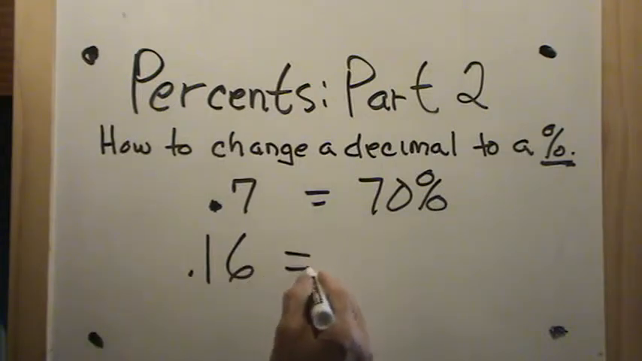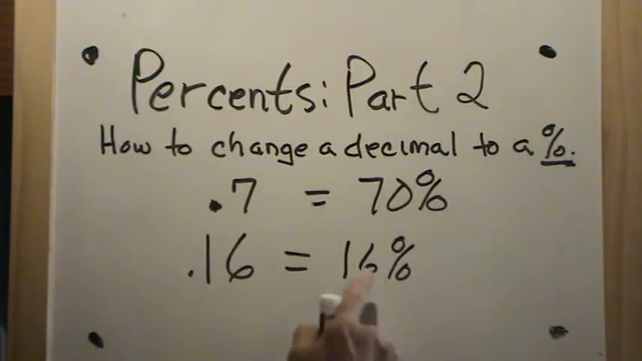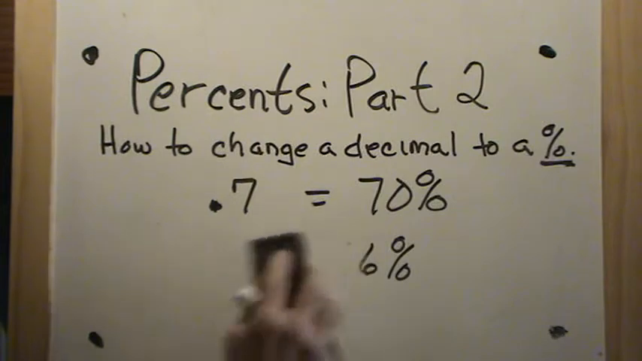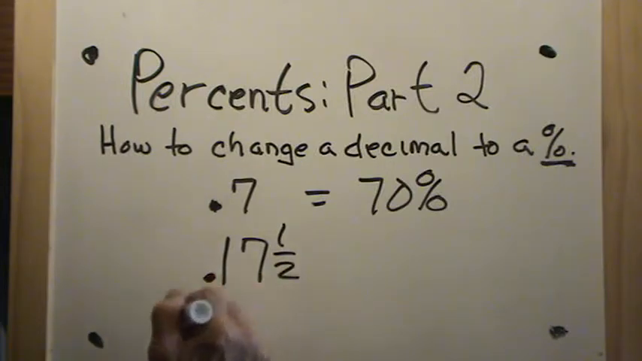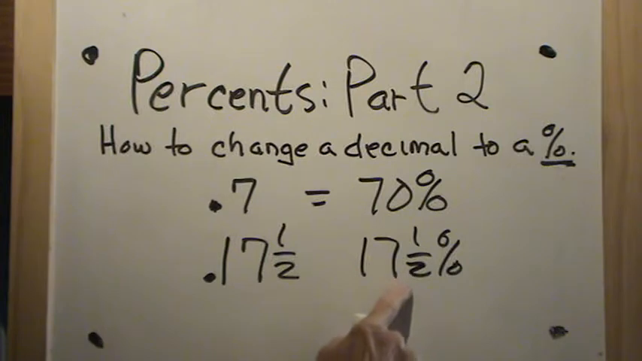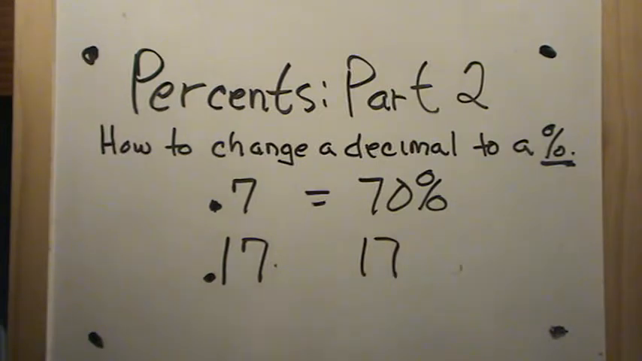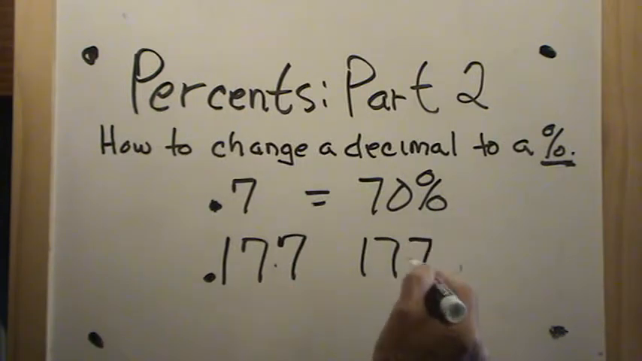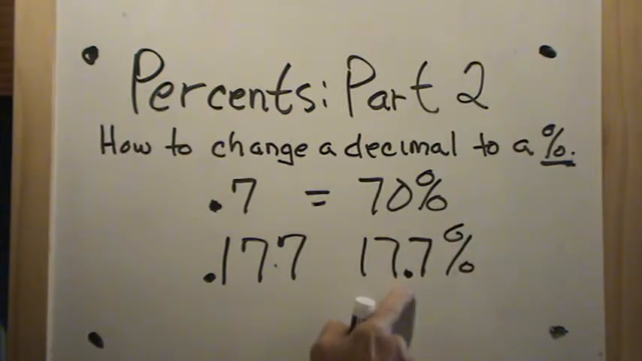16 hundredths, .16, 16%. I moved the decimal two places. Since there's no number that follows, I do not have to put a decimal. Seventeen and 1/2 hundredths, decimal. Move the decimal place two places. Since this is a fraction, I do not put the decimal. If this were 177 thousandths, and I moved it two places to the right, 1, 2, it would be 17 and 7/10%.